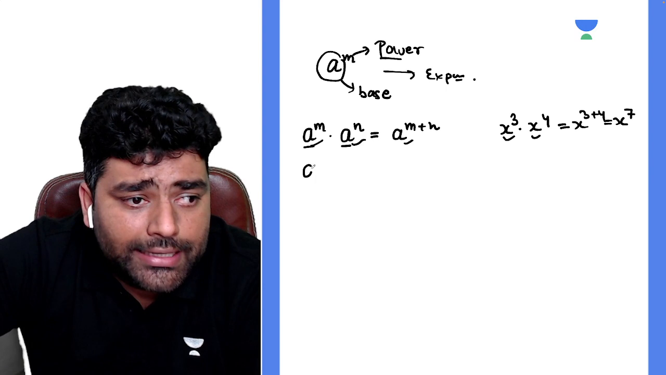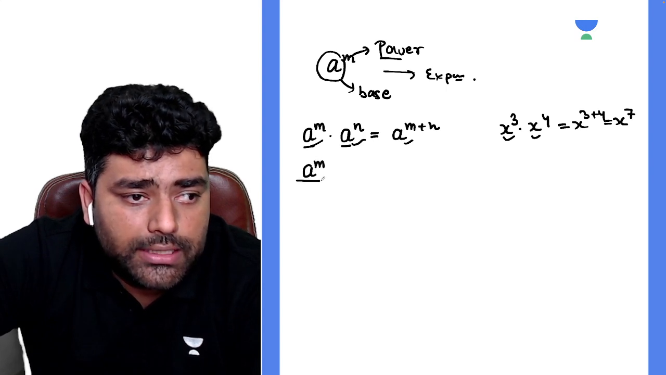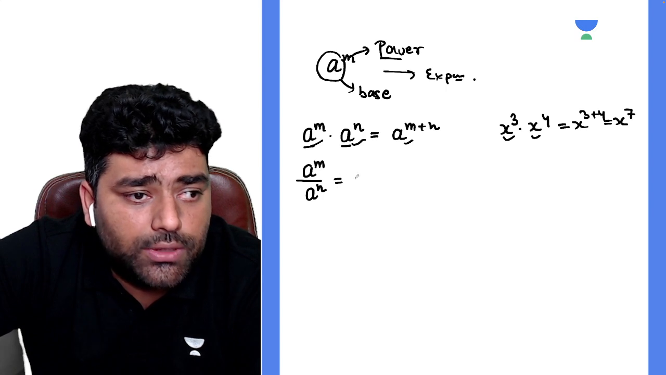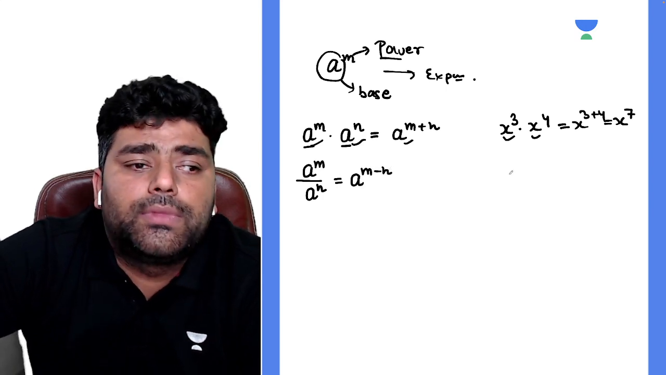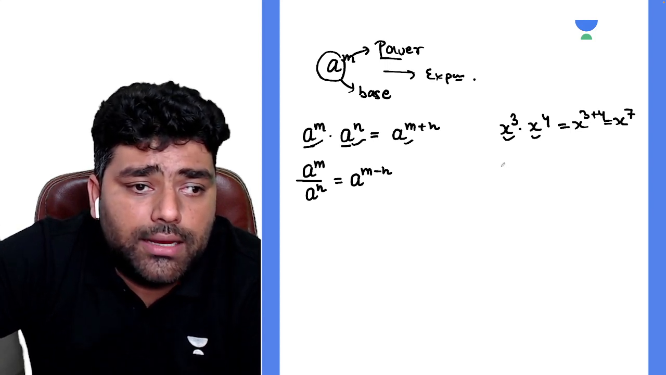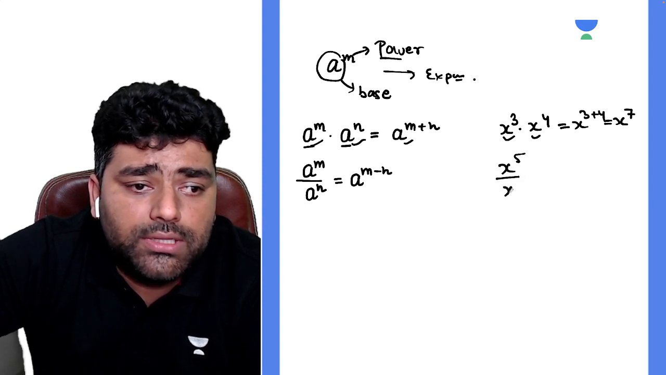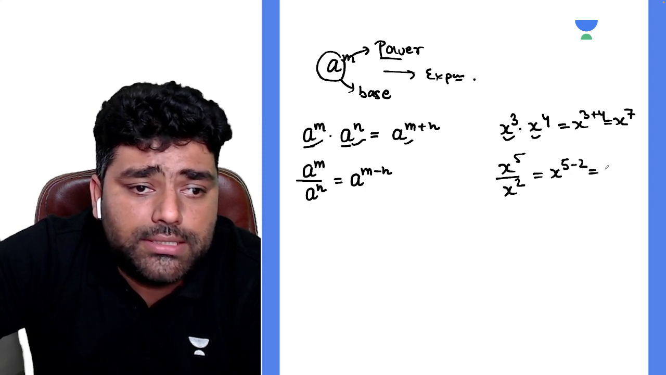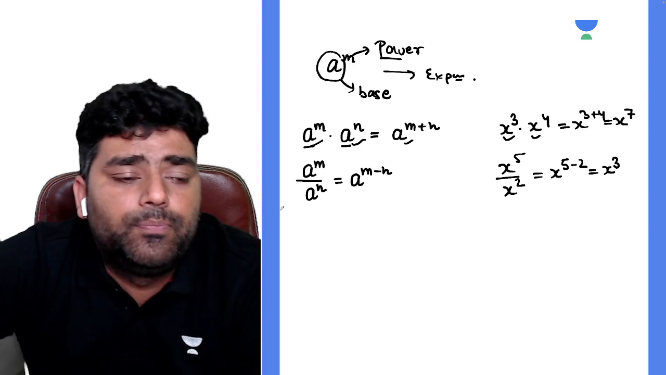Now if you have a to the power m divided by a to the power n, right? So it's going to be a to the power m minus n. Let me give an example here. Suppose you have x to the power 5 divided by x to the power 2. So that is going to be x to the power 5 minus 2, that means x to the power 3.